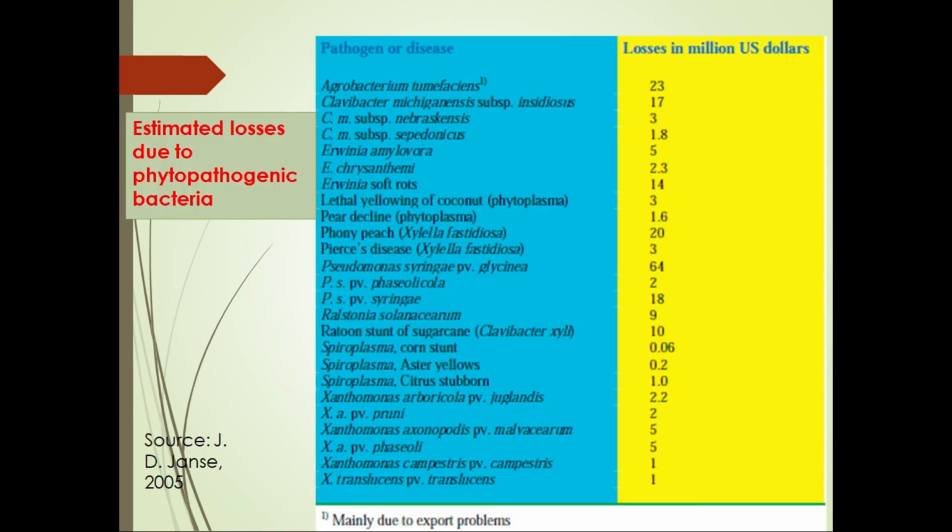Now, let us see the bacteria and their losses in terms of US dollars. Agrobacterium tumefaciens, annually the loss is 23 million US dollars. Then we have a good number of other bacterial pathogens like Clavibacter, Erwinia, Phytoplasma as well, Pseudomonas, Spiroplasma, and Xanthomonas. All of them cause heavy losses to the plant because we do not have enough management options.